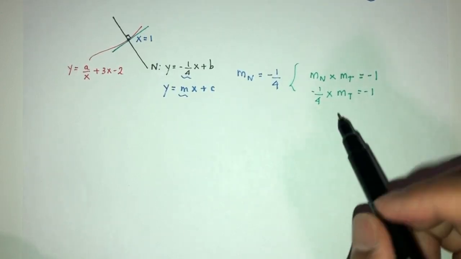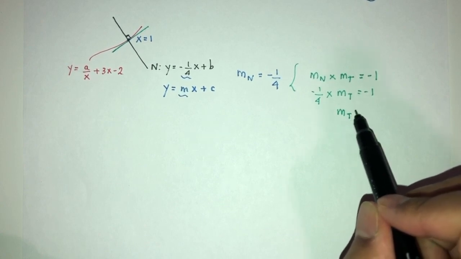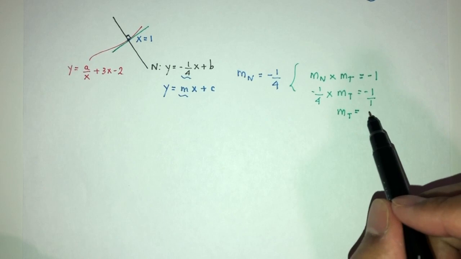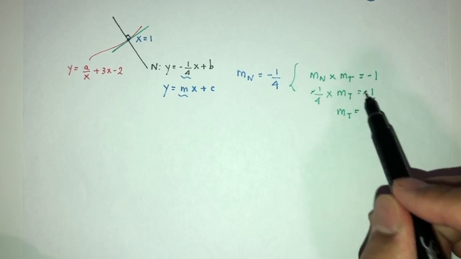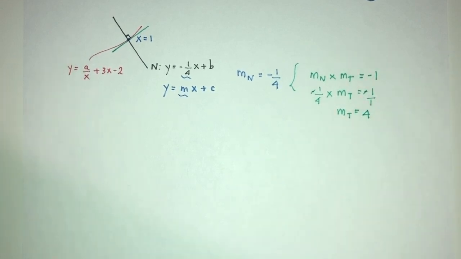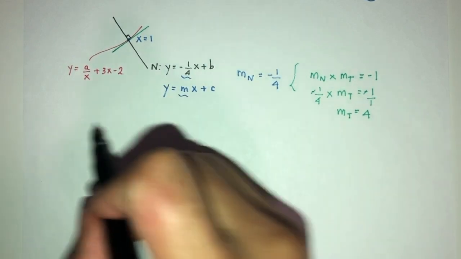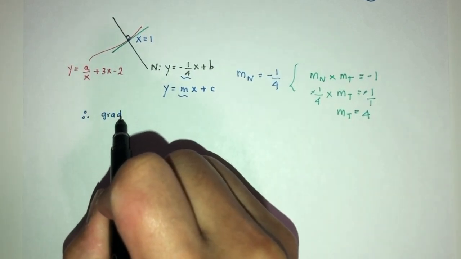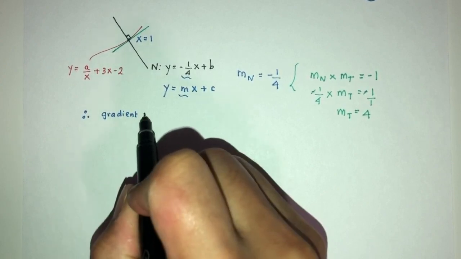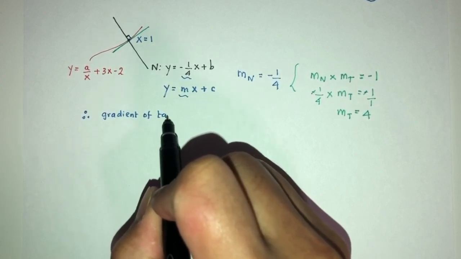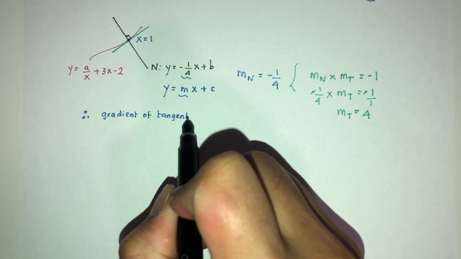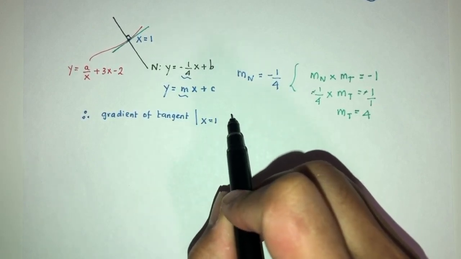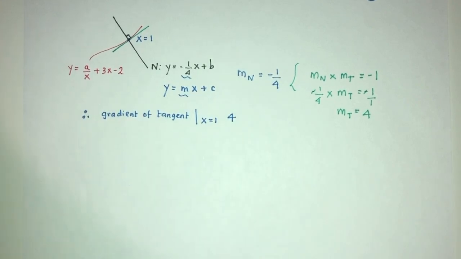Replace, you have minus 1 over 4 times gradient of tangent has to be minus 1. So let's find this value. So gradient of tangent, we send this here, so cross multiply, obviously, this will cancel out first, and it will become 4. So we conclude that from here, the gradient of tangent, we have to be precise, at the point where x equal to 1 is equal to 4.